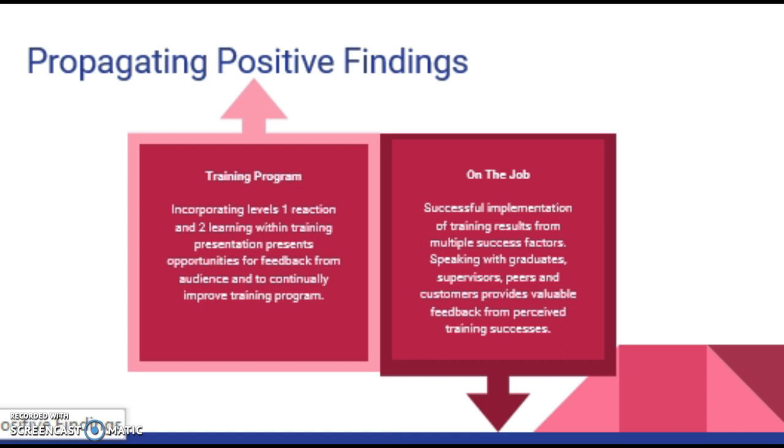Now, propagating positive findings. The training program incorporates levels 1 reaction and 2 learning. Within the training presentation, it presents opportunities for feedback from the audience and to continually improve the training program. Now on the job, their successful implementation of training results from multiple success factors. Speaking with graduates, supervisors, peers, customers, they provide valuable feedback from perceived training successes.